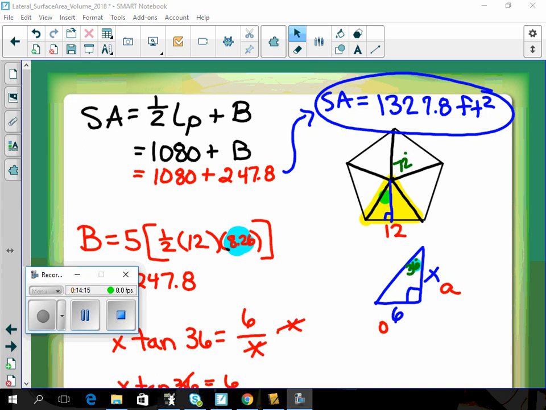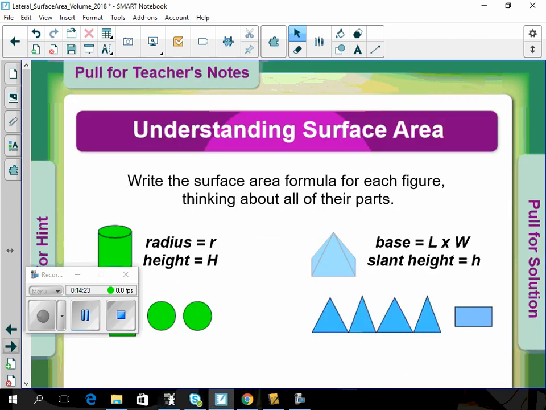One more example. We've done lateral area, surface area. What do you think's next? Volume. But I'd like to do a different one. Let's do a volume of a basketball.